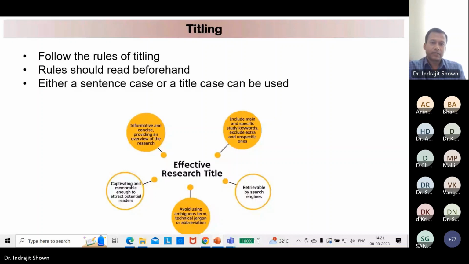Then include the main and specific study. Suppose we say climate change. A lot of things are there. Climate change is a broad topic. Inside climate change, a lot of things you can talk about, like CO2 concentration, or environmental pollution, or other things you can also include. Those are the specific keywords that correlate with that particular research topic.